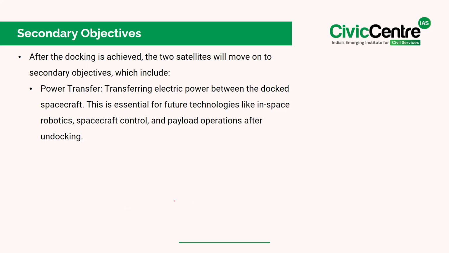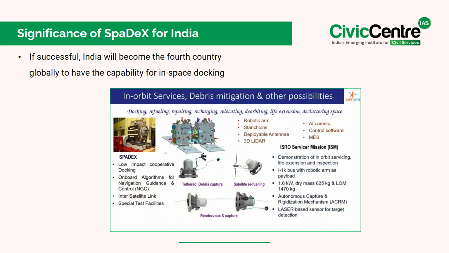Talking about the secondary objectives, so after docking is achieved, the two satellites will move on to the secondary objectives, which include transferring electric power between the docked spacecraft, and this is essential for future technologies like in-space robotics, spacecraft control, and payload operations after undocking. So, talking about the significance, see, if successful, India will become the fourth country globally to have the capability for in-space docking.